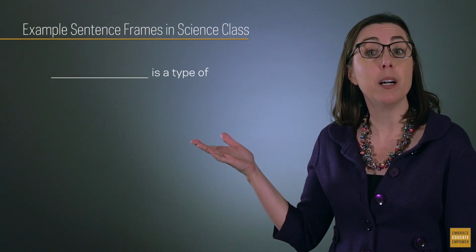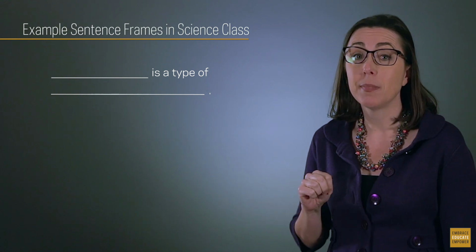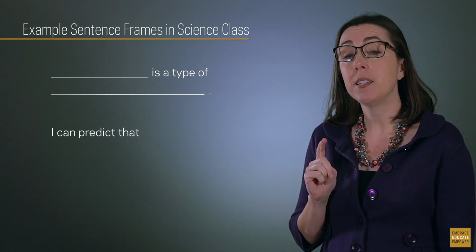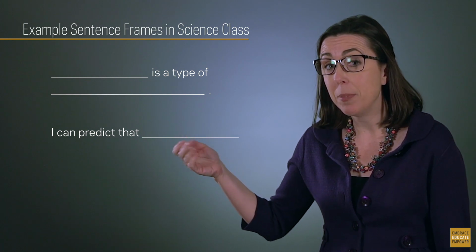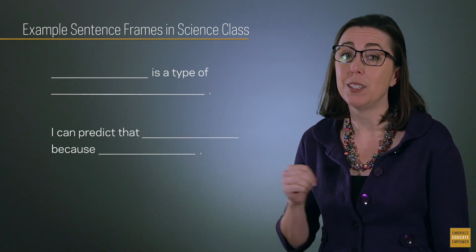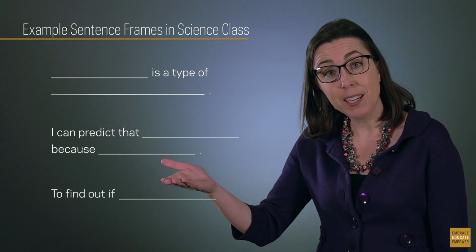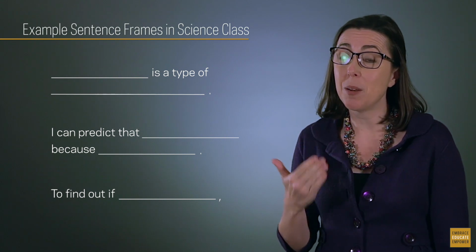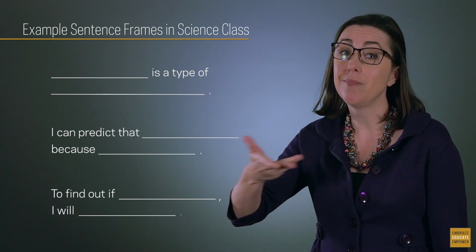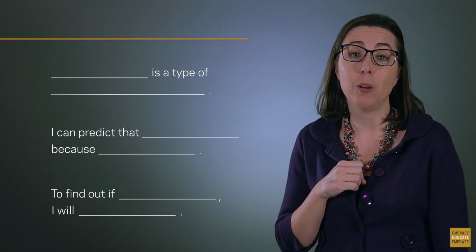I also want to provide you with a very brief example of what some of these sentence frames can look like in content-specific classes. So let's delve into science. Let me provide you with 3 examples. Blank is a type of blank. Or I can predict that blank because students fill in their answers. Or finally, to find out if blank, comma, it's important to point out any kind of punctuation, I will, and students will tell you what the experiment will be about.